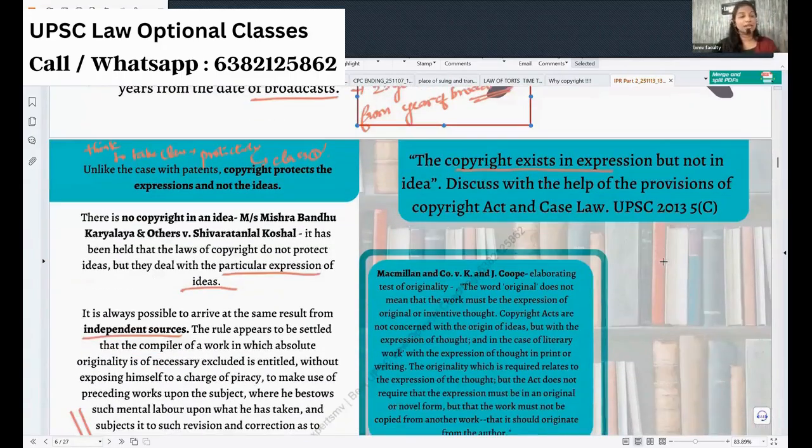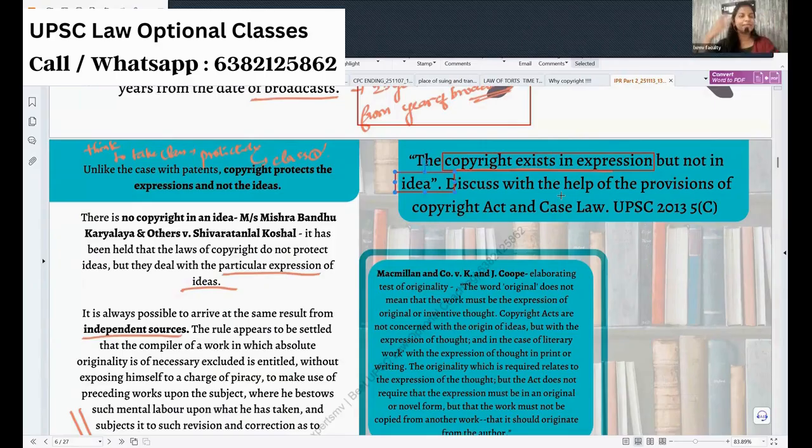Now, coming to another point, which is a very important point, very deep one, that is caught by UPSC and made as a question in 2030. Let me tell you, the copyright exists in the expression, but not in the idea. Once again, let me read you. The copyright exists in the expression and not in the idea.